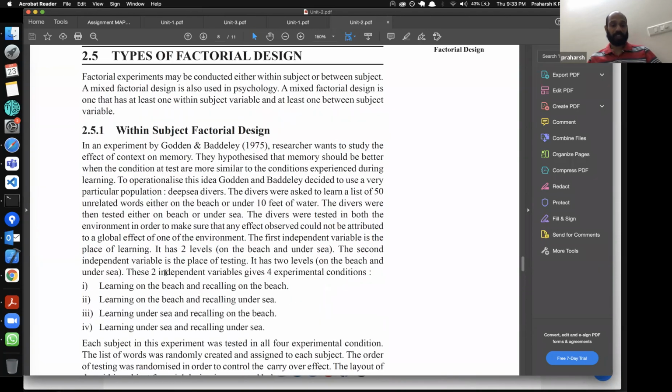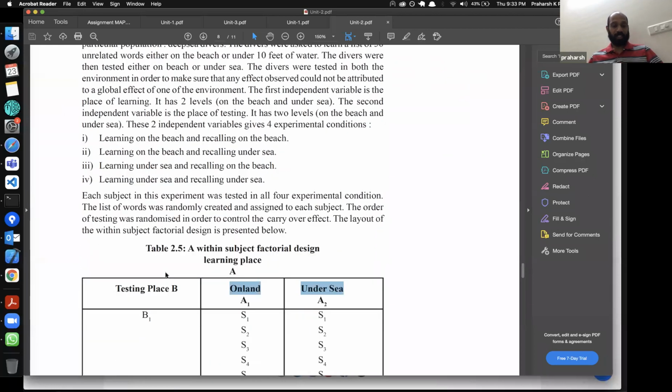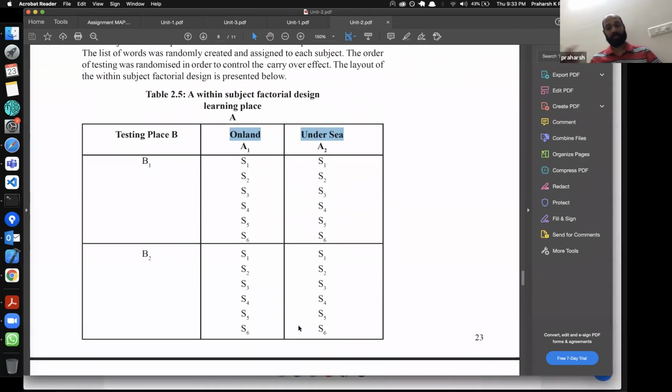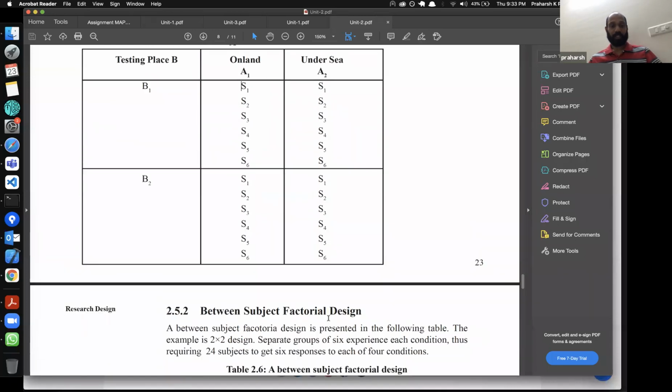So what happens in a within-subject design? All these people will undergo all the tests. That is, within the subject, every subject. So you can see that S1 has taken all the 4 iterations. S2 similarly has taken all the 4 iterations. All of them underwent all the 4 conditions.